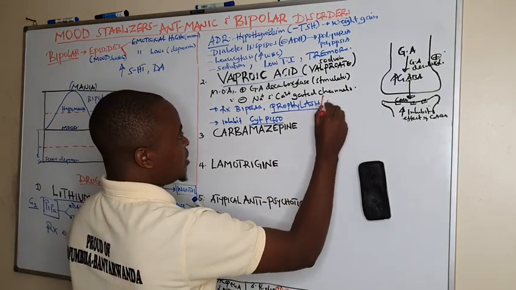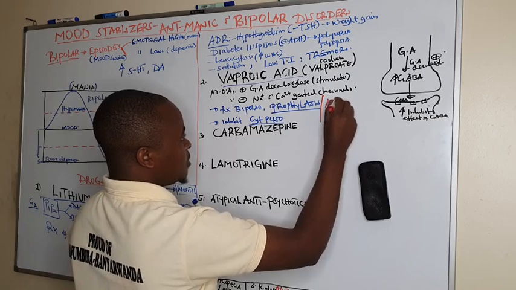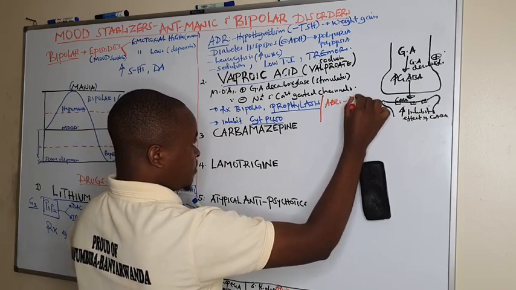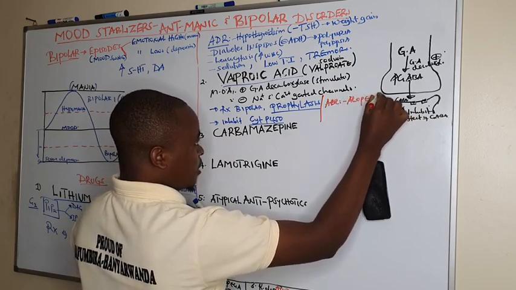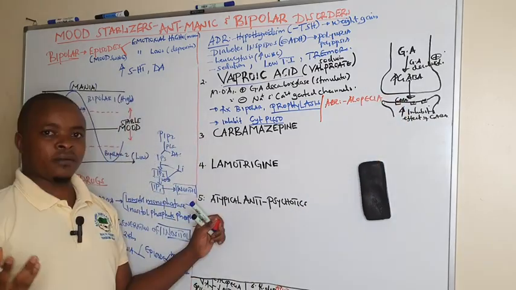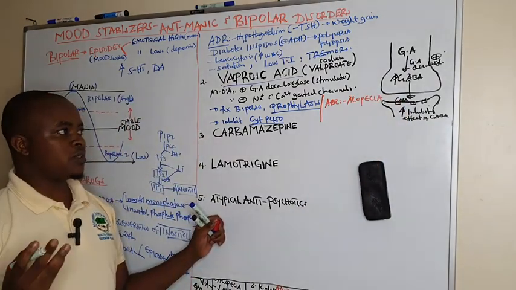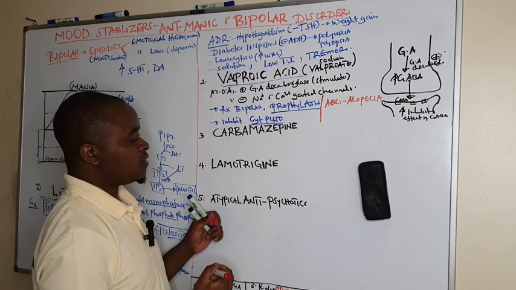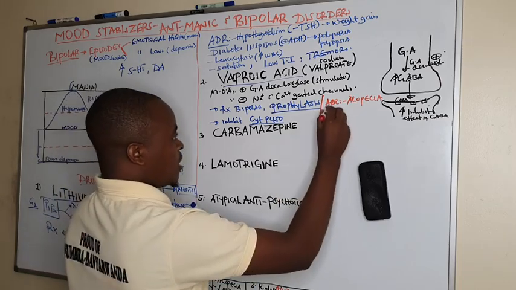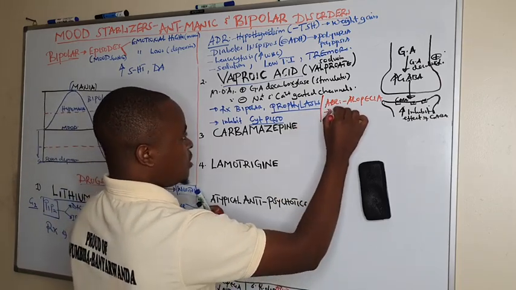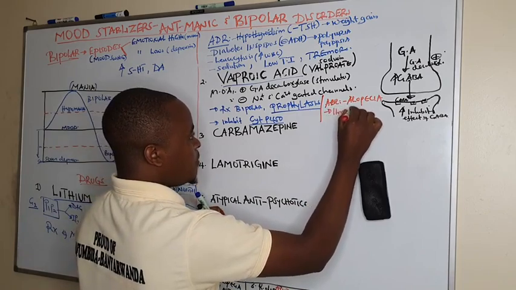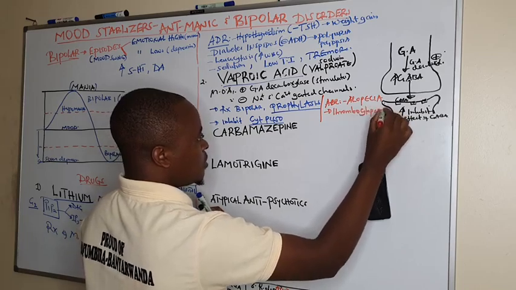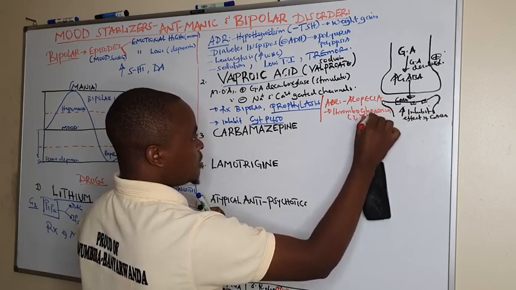And the side effects, here we want to look at the major ADRs. The major side effects here: it can cause alopecia, that is loss of hair, or what you call hair loss. So you can lose hair when you are on treatment with valproic acid. And another adverse reaction is thrombocytopenia, that is low platelet count, decreased platelet count.